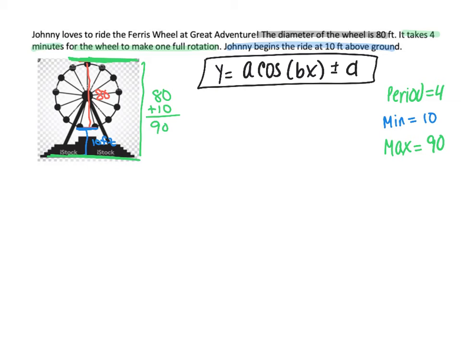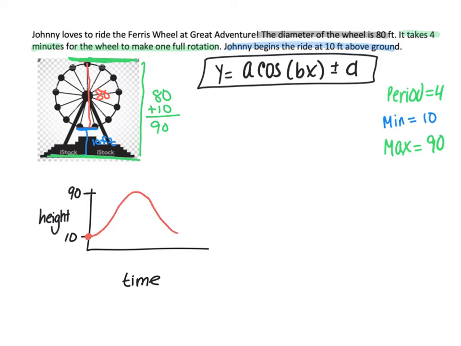Now the sketch will be very helpful yet again. So we have our time on the x-axis and we have our height on the y-axis. And we know the maximum height is 90, the minimum height is 10. And we know when we start a cosine graph, we're always going to do a Ferris wheel problem from the minimum. You never enter the Ferris wheel from the top. So we start at 10, we go up to 90, and then back down. That takes a full 4 minutes, which is my period, and we want to find the midline, right? That's always going to be our first step.